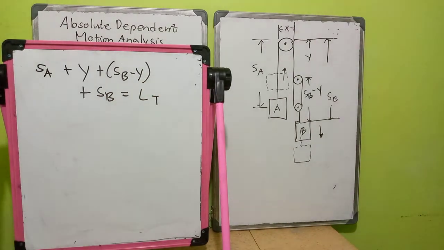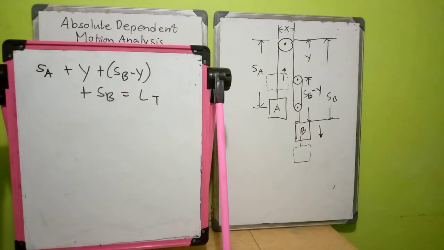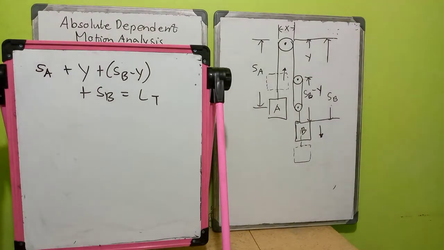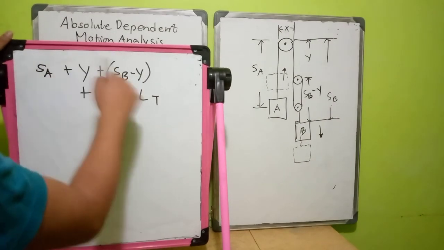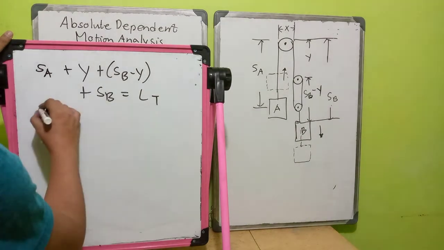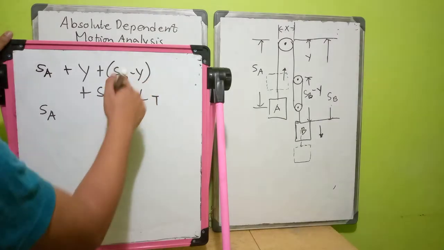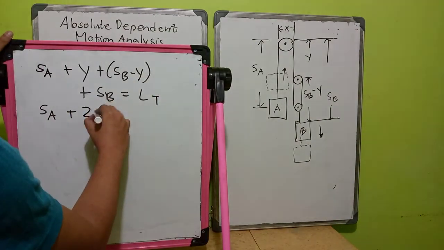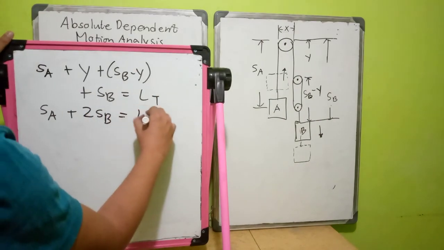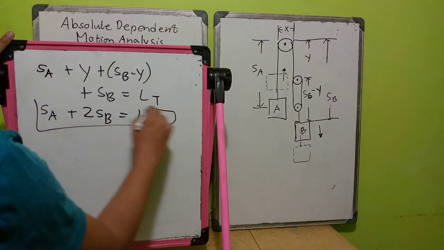Okay? And then we simplify this expression. We can get S sub A, the Y will cancel out, so we have S sub A plus 2S sub B is equal to L sub T. So this will be your first formula.